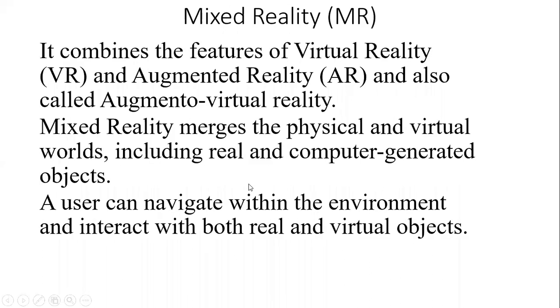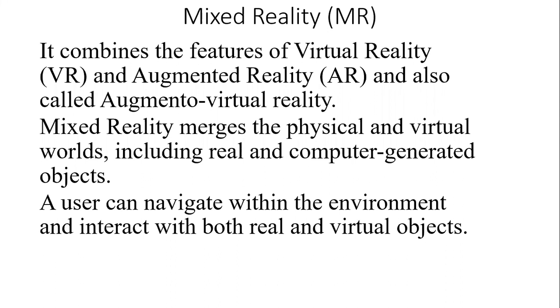Okay, so let's move further. Now we have something called mixed reality. It's the mixture of both these two realities, virtual and augmented reality, and sometimes we call it augmented virtual reality. We have different keywords. Mixed reality merges the physical and virtual worlds, including real and computer generated objects. For example, I was able to see the mixed reality tour of that Gandhi ashram. So maybe Gandhi is sitting there and I'm interacting with Gandhi. A user can navigate within the environment and interact with both the real and the virtual world.